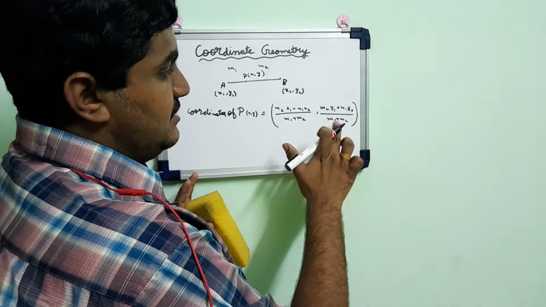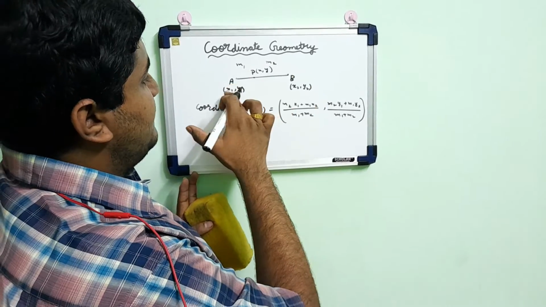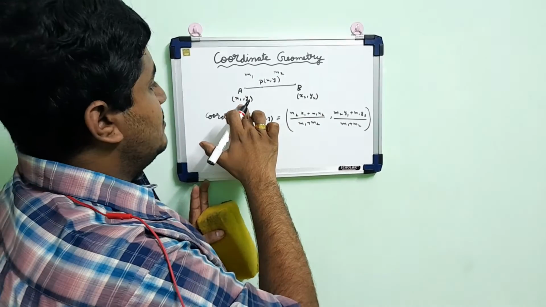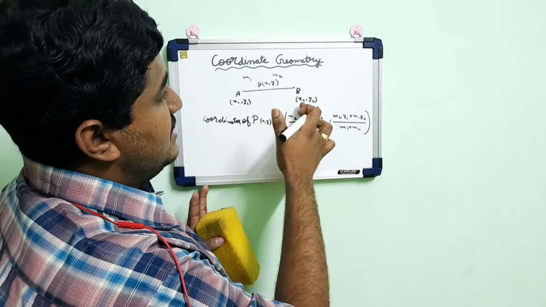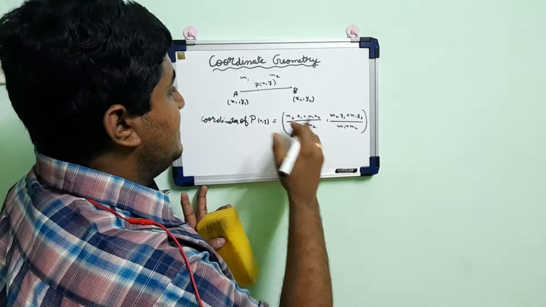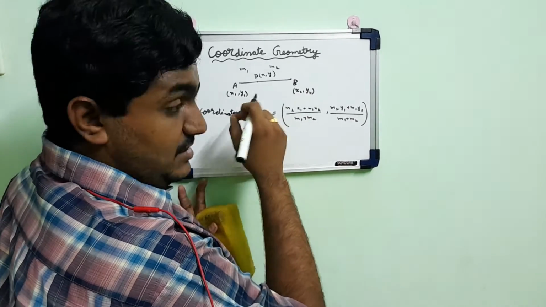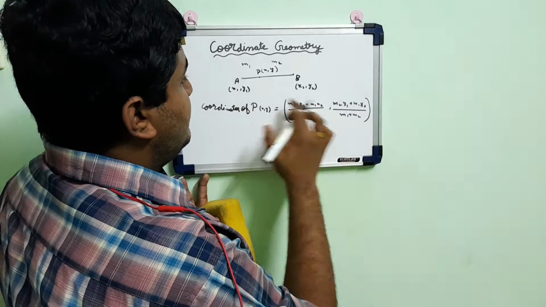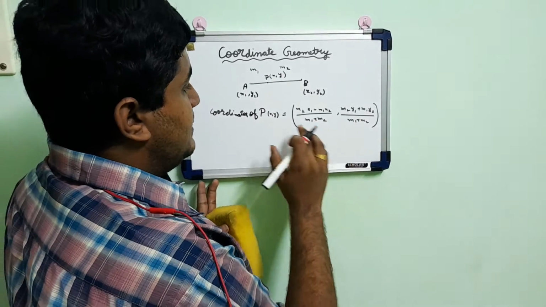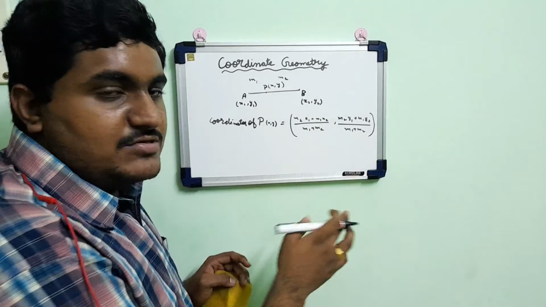The simple way to remember is that the first coordinate is multiplied with the second ratio and the second coordinate is multiplied with the first ratio, then we sum them, and the denominator is the sum of the ratios. By doing this we can find the coordinates of the point P. Now we will solve a sample problem to understand this section formula in a much better way.